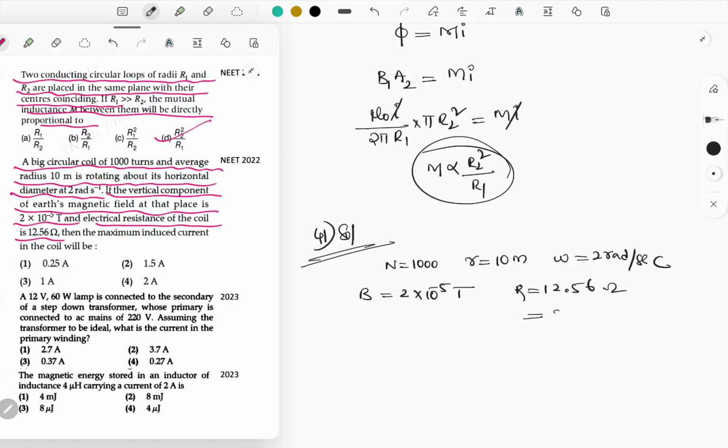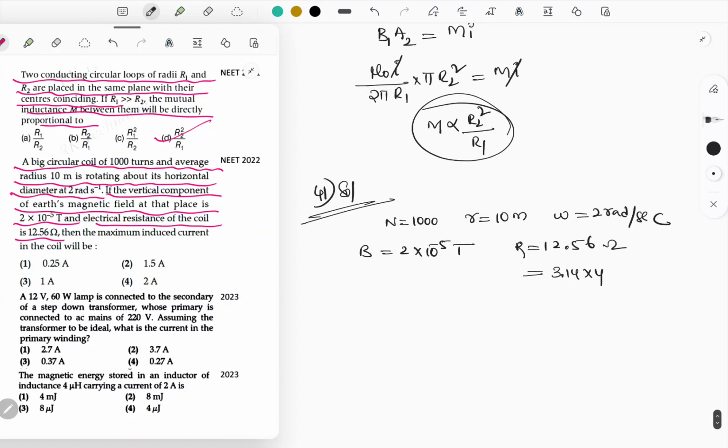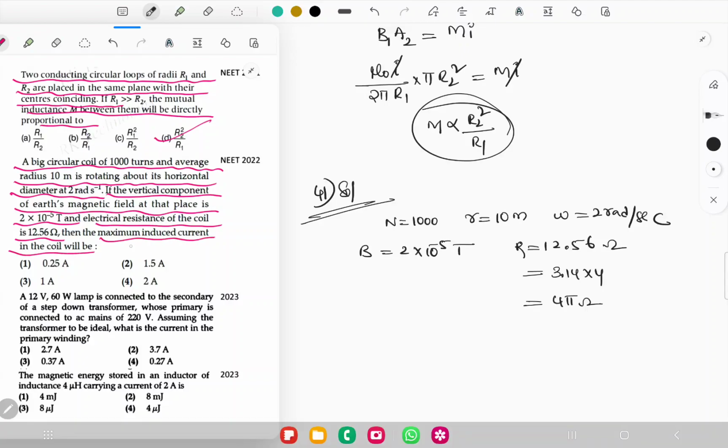This can be replaced as 3.14 into 4 times. If you multiply 3.14 by 4, you are going to get this value, which can be replaced as 4 times pi. Resistance 12.56 is nothing but 4 times pi. The question they are asking is the maximum induced current.